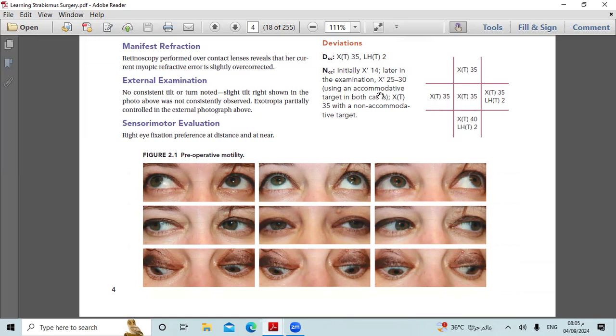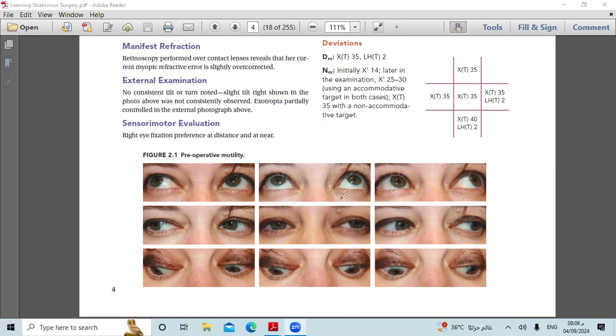Okay, another thing about the deviation. The deviation at near initially was exophoria. X means exophoria here. Exophoria measuring 14 at near, and later on in the examination, after disruption of fusion, the angle of exophoria was 25 to 30, using an accommodative target in both cases. In such cases, we use a method of 30 minutes to 1 hour of patching for one eye to disrupt the fusion to detect the actual angle at near and at far. So in the coming lines in this case, I will tell you about this scenario and this point.